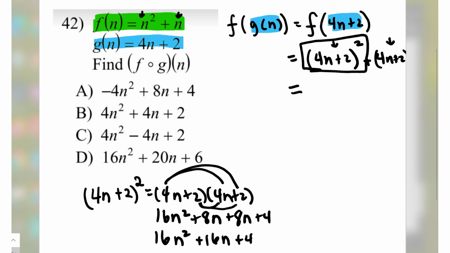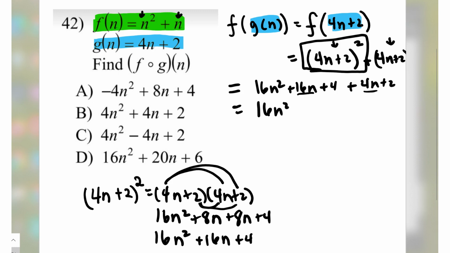Okay? So I'm going to go ahead and erase this right here. So we have 16n squared plus 16n plus 4 plus 4n plus 2. I'm going to go ahead and take off the parentheses since I don't need them. Now I'm going to combine like terms. So I have 16n squared, 16n plus 4n gives you 20n, and then 4 plus 2 gives you 6.